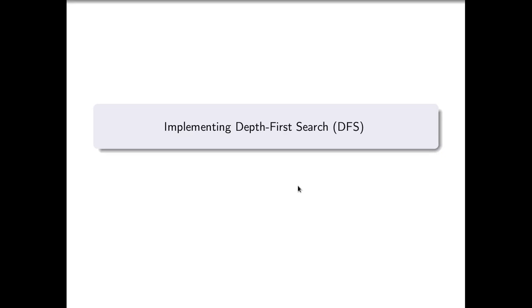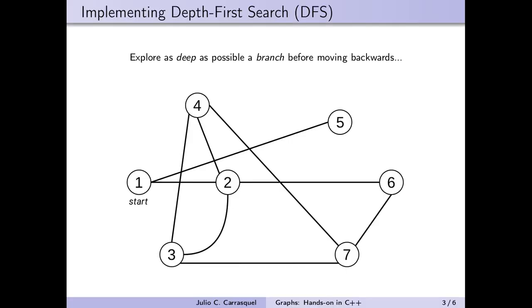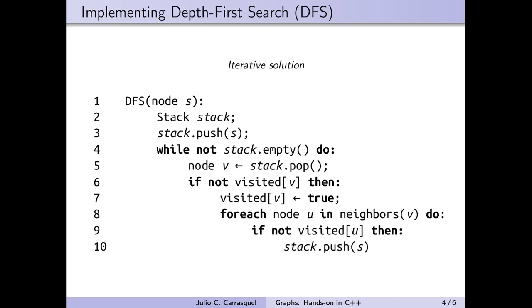Now that we have implemented our graph class in C++, we move to the following exercise: to program a method for visiting all the nodes of a graph according to the DFS algorithm, depth first search. So let's recap how DFS works. The idea is to explore as deep as possible a branch of nodes before moving backwards. So this is an iterative solution to the problem.